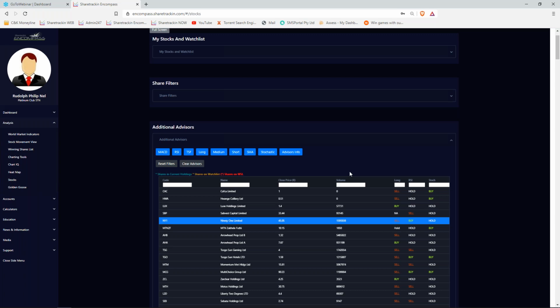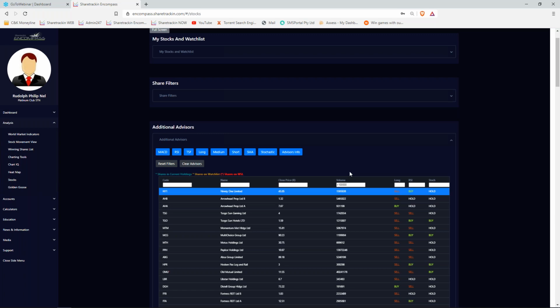All right, so firstly we're going to filter out the volume. What we're going to do is change that to greater than 100,000. The reason for the 100,000 is the amount of liquidity that's there, the amount of trading that's happening. So the higher that volume is, the more likely you'll be able to buy the shares, and the more likely you'll be able to sell the shares.